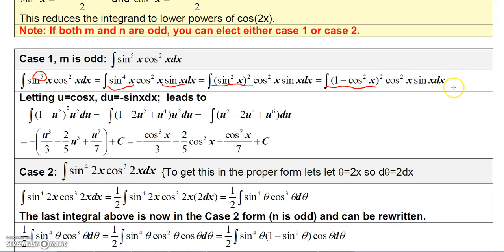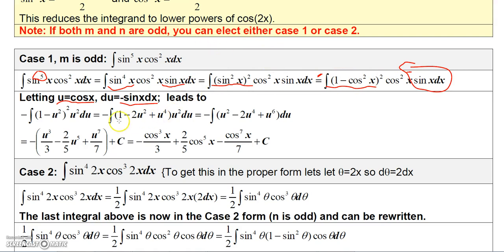Okay, now what we can do here is let u equal cosine x, and then du would be minus sine x dx. Now if I put a minus in here with the sine x, I can put a minus on the outside as well. I have to put a minus on the outside if I put a minus on the inside. Now this portion here, the minus sine x dx, that's actually my du.